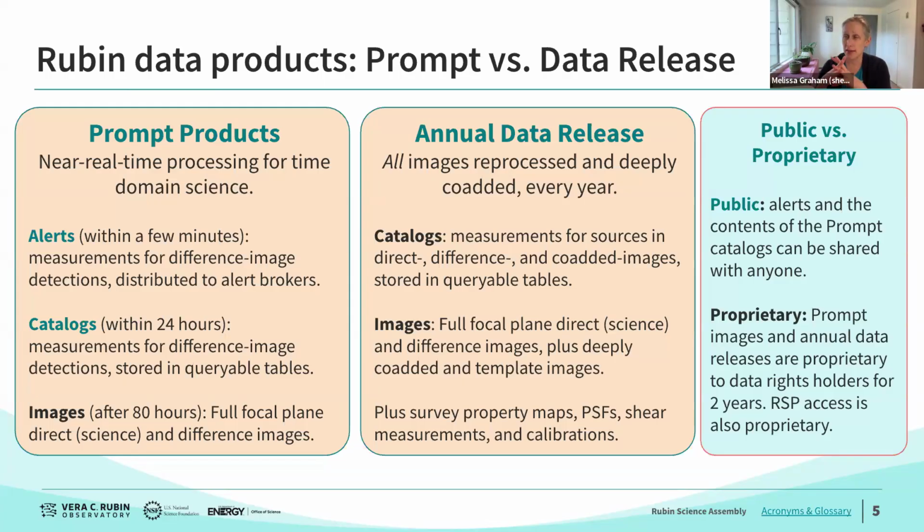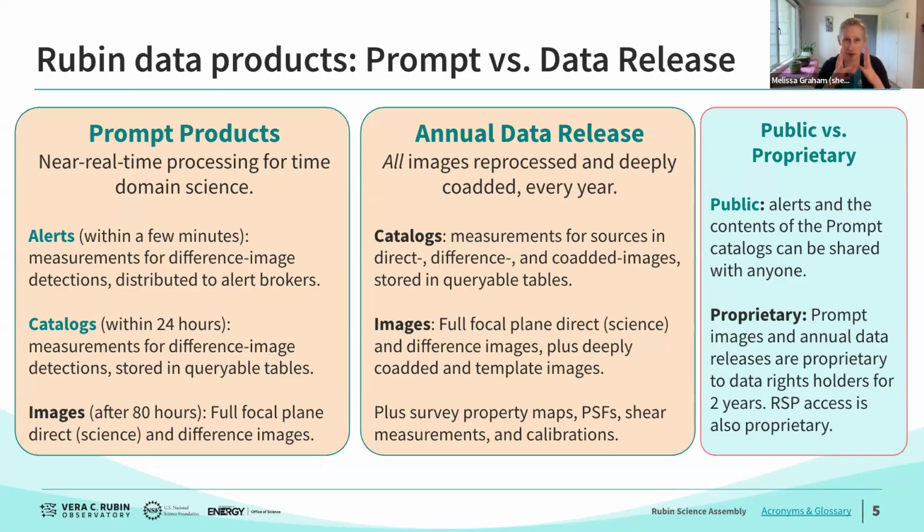The annual data releases have catalogs, which I've heard a lot about, various image types, plus things like survey property maps, the PSF information, shear measurements, all of that stuff. So that's annual data releases, and the data previews are like previews of those future annual data releases. But that's not the only kind of data product that Rubin Observatory makes.